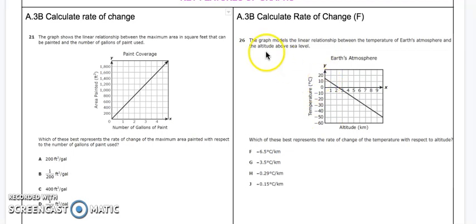If you take a look at the problem on the right, it says the graph models the linear relationship between the temperature of the Earth's atmosphere and the altitude above sea level. Which of the following best describes the rate of change of the temperature with respect to the altitude? First of all, rate of change is talking about our slope. It's talking about rise over run. So I want to look at this y-axis, looking at the rise, and looking at the run on the x-axis.